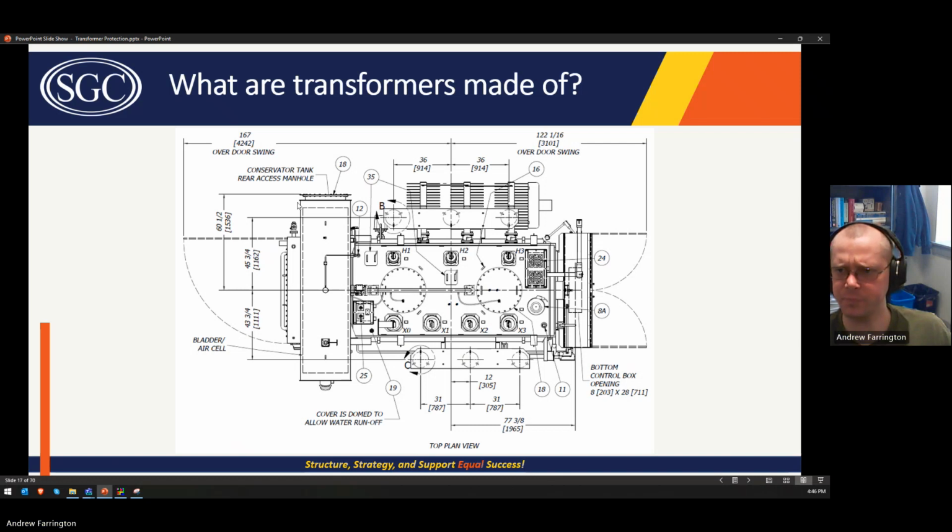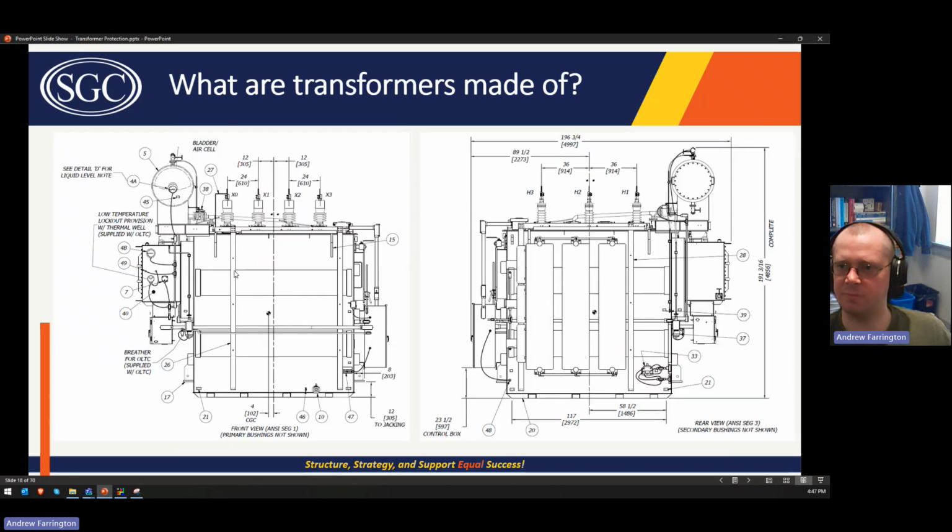This is the conservator tank for this transformer. Here are the radiators, and this is a fan here. You've got a couple of manholes to access the inside of the transformer if you need to.